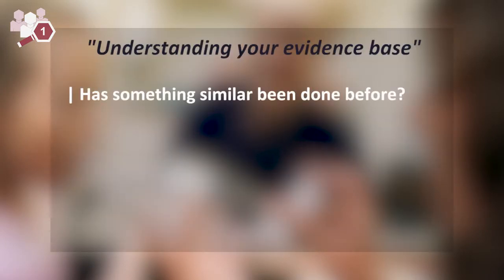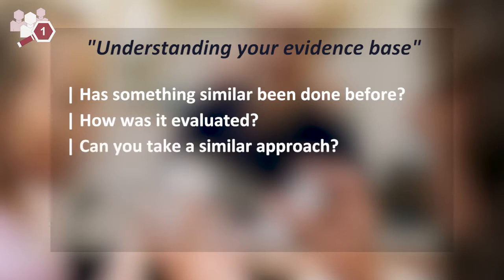Okay, so what does the understand part mean? We've covered identify, but what does understand mean? So this is about understanding different aspects of your service. The evidence base, for example, and the level of risk and innovation. Thinking these through will help you decide on the approach that you need to take for your evaluation. So for example, has something similar been done before and how was it evaluated? Can you take a similar approach?